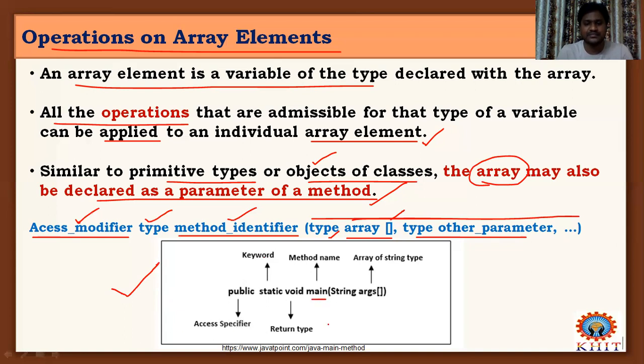The best example we know from the previous videos is that main is a method in the main class, and it has a parameter like the args array. So we can use an array as a parameter to a method. This main method's return type is void, it is also a static method, static is a keyword, the access modifier is public, main is the method name, and the method has one parameter, the args array.